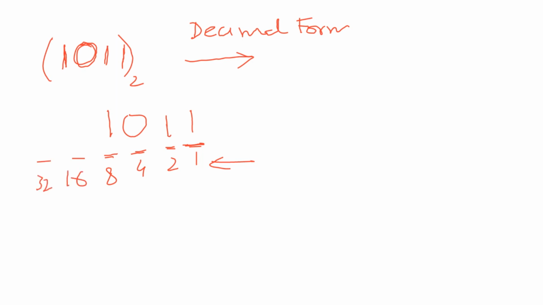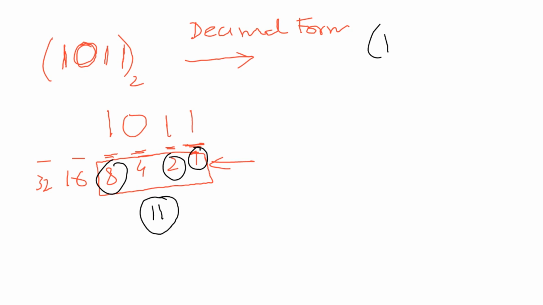So at the moment, we only have 1, 0, 1, 1. You simply add the numbers where you have a 1. So we have 1 here, 1 here, and 1 here. If you add these three numbers, that gives you an answer of 11. So this is 11 in decimal.